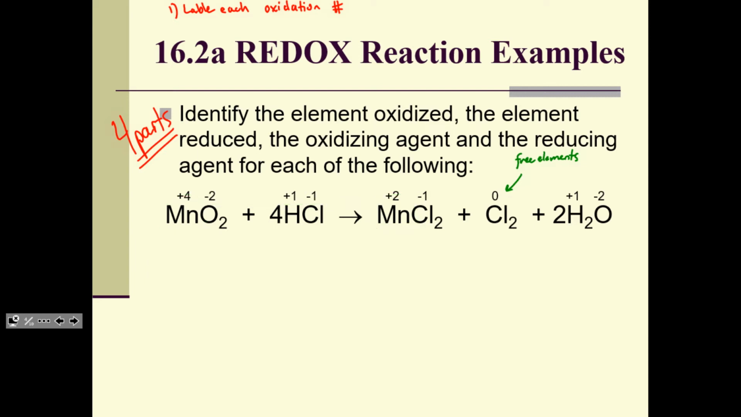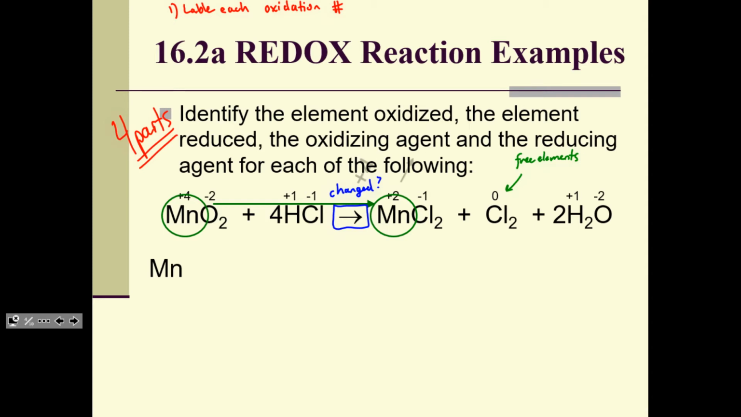So before I move on, the elements that stay the same aren't going to be a part of how we label these oxidizing agents and reducing agents. So we want to know from the left side of the equation to the right what has changed. Which oxidation numbers have changed? And that's when we identified the manganese. It went from a +4 to a +2.